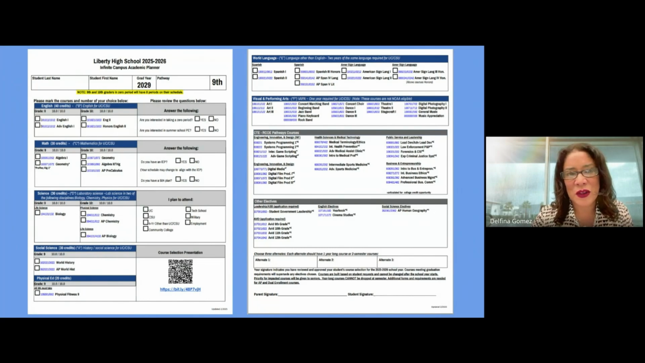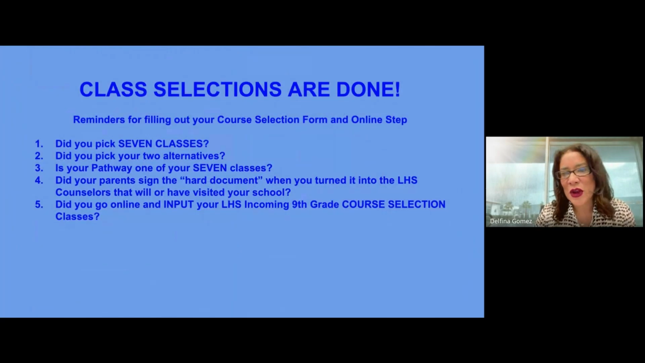Secondly, we need to make sure that you pick two alternatives. Because you are freshmen, you do have some hard set classes that you have to take, but you do get options. So make sure you put backup options. As we work on picking your classes and putting them in the master schedule, we want to make sure we get all your opportunities there. And if we can't get it in your schedule, we want to make sure we have options that you would be comfortable with. Is your pathway one of the 7 classes? We are 7 classes here at Liberty. We are on a block schedule. So we want to make sure that you pick out your pathway as one of those 7 courses.